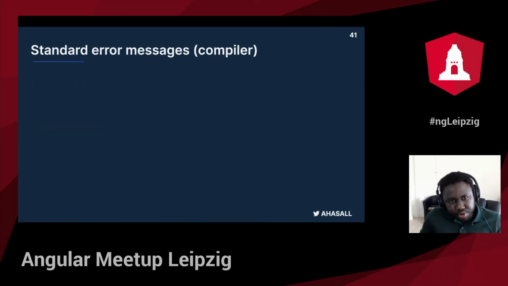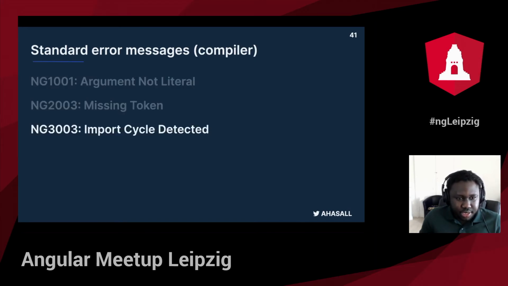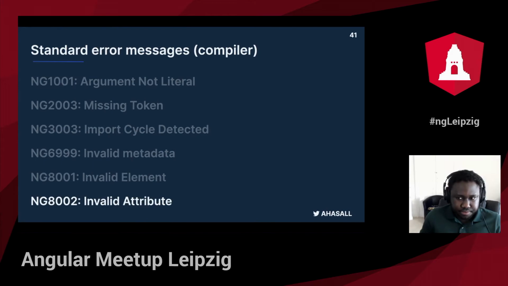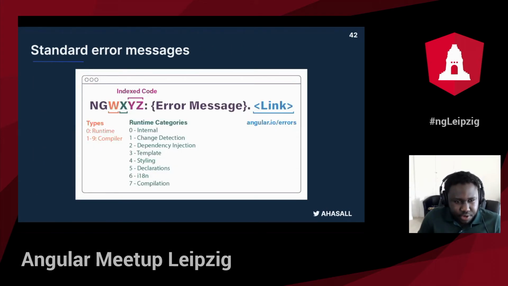Also, we have error codes for compiler, argument not literal, missing token, and so on and so forth. And these error messages follow a pattern. They all start with NG, and the third element of this error code is the type. So 0 for runtime, and from 1 to 9, it is a compiler error. And the fourth element is a runtime category. So it can be something internal to Angular, related to change detection, dependency injection, and so on and so forth.